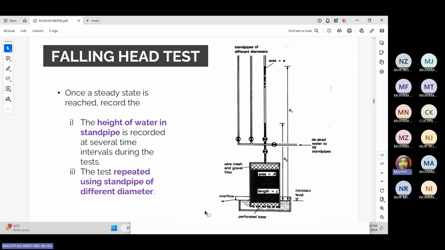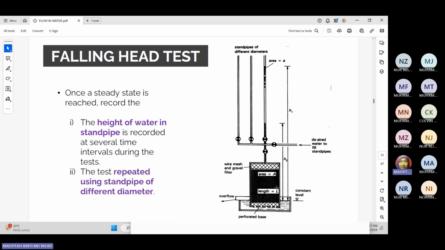For falling head test is that for steady state as well. So you need to record the height of water in standpipe at several time intervals during the test. Kemudian the test repeated using standpipe of a different diameter. So maknanya sekarang ni bila you tengok kita ada 3 standpipe yang berbeza diameter. Contohnya ada 10 mm, 5 mm dan juga 3 mm. So kita kena tahulah what is the diameter in each standpipe. So all these standpipe dia akan connect to our samples.